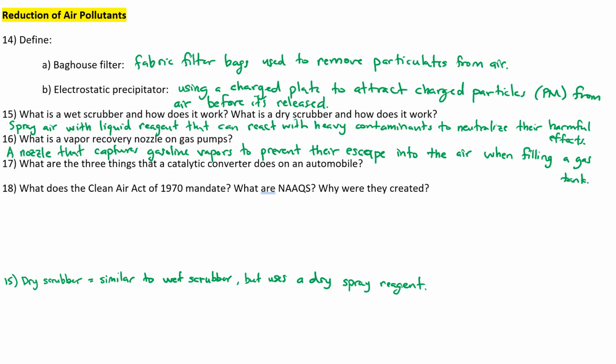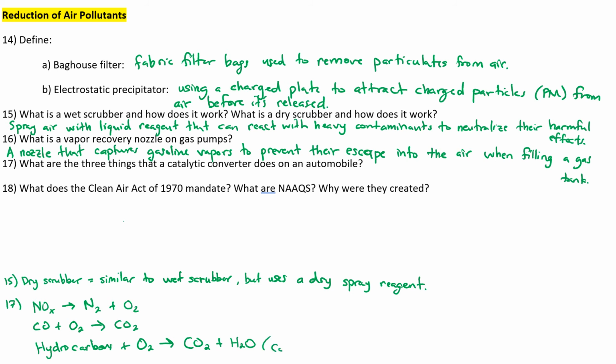17. What are three things that a catalytic converter does on an automobile? So, I'm going to write in reactions, y'all. So, I'm going to write down 17 over here. Reactions would be nitrogen oxide breaks into nitrogen gas, oxygen gas, carbon monoxide reacts with oxygen to produce carbon dioxide, and then hydrocarbons react with oxygen to produce carbon dioxide and water, or a combustion reaction.